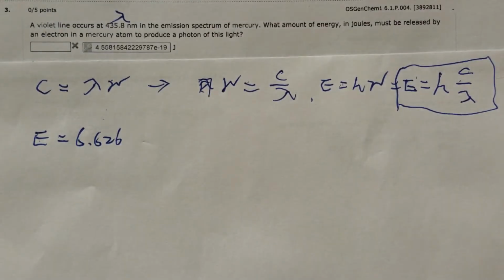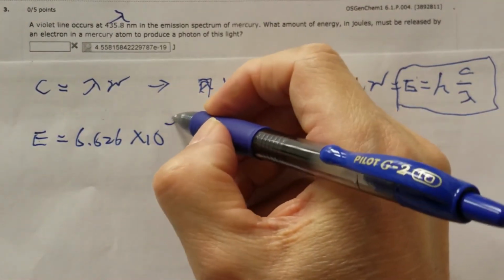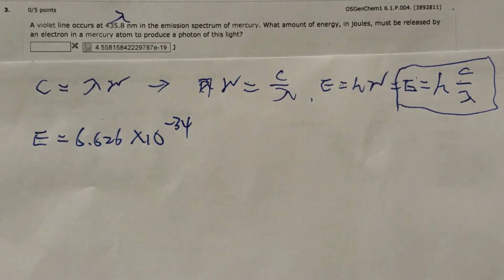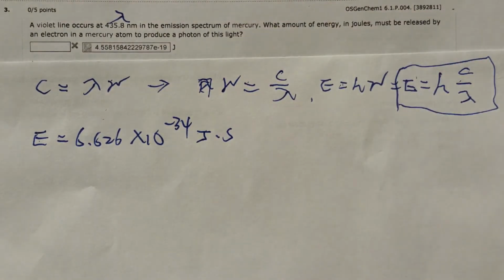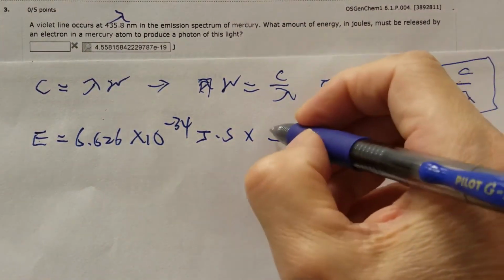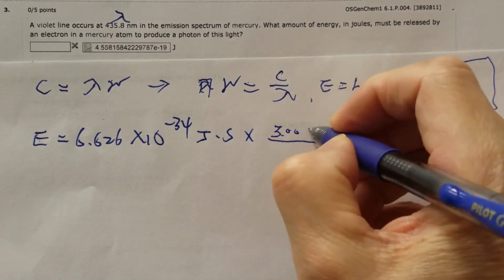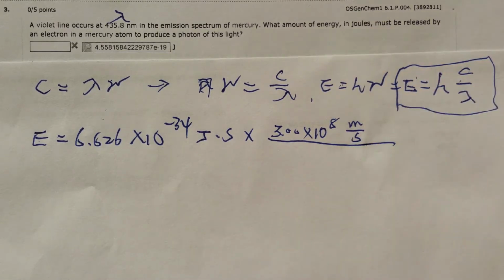6.626 times 10 to the negative 34th joule seconds. And now, what is C? 3 times 10 to the 8th meter per second.